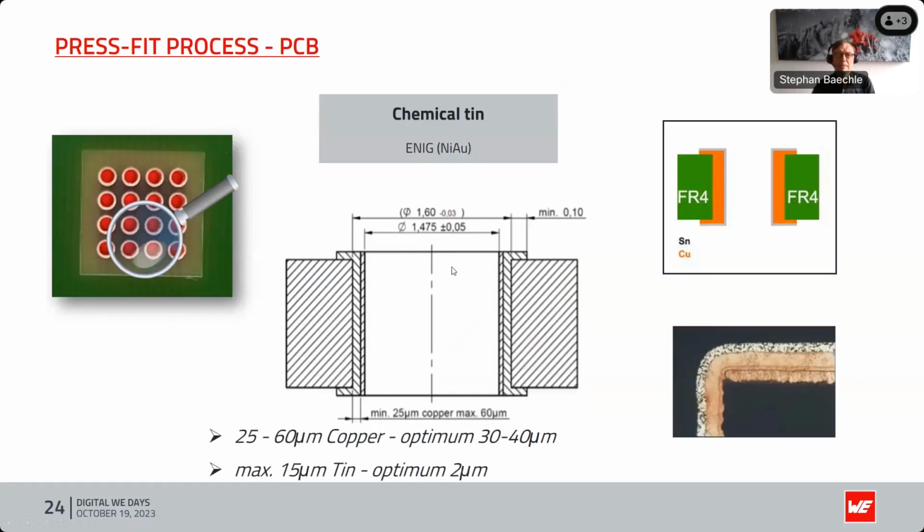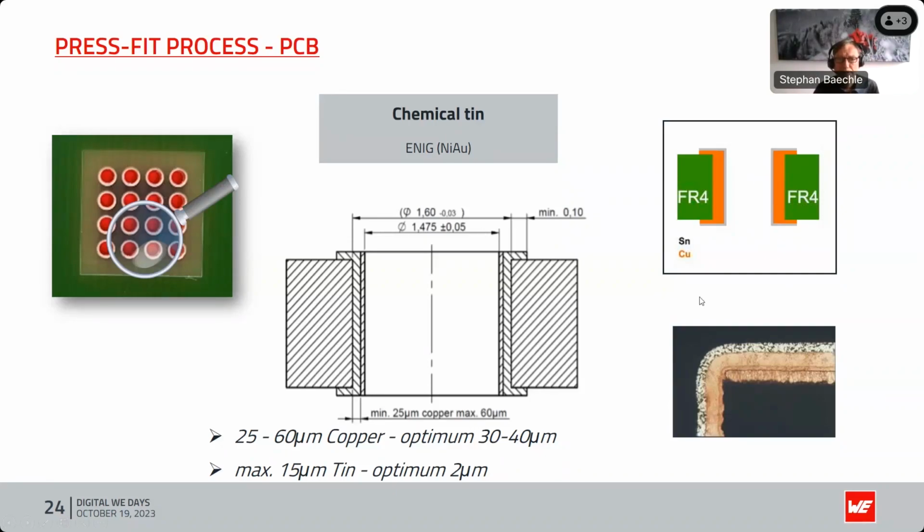And then when we come to the specification of your via, and you have a chemical surface like chemical tin or ENIG, that means nickel and gold, then we have an end diameter of 1.475 millimeters with 0.05 millimeter tolerances. And meanwhile, every PCB manufacturer is able to do this and to prepare your PCBs in this way. But please mark it a little bit, like this is the press fit zone, so that your PCB manufacturer knows that the tolerances have to be very tight.